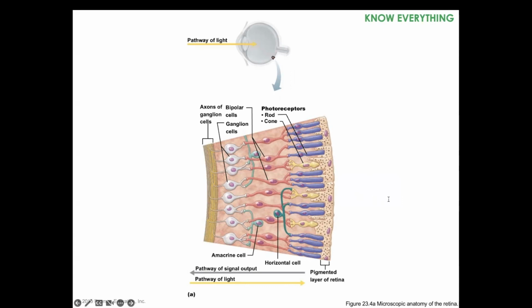Light is going to come in on the anterior portion, passing through to the posterior portion where the rods and cones are. And then the visual information is processed, and the signal output is going to move from the posterior side to the anterior side.